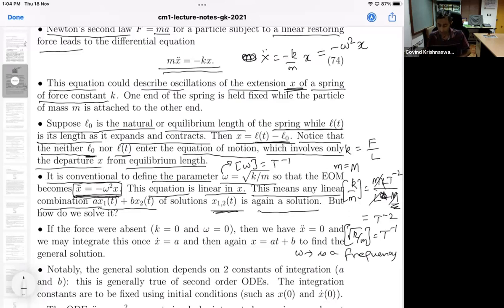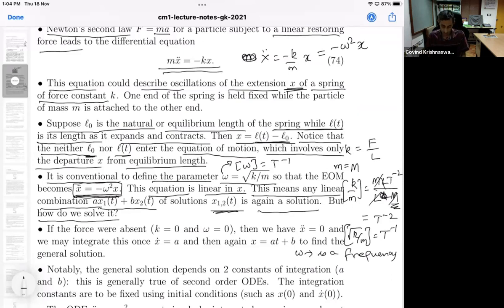Is that okay? So if Newton's equation is linear in this fashion, then you do have a superposition principle for solutions. Okay. Any question? Okay. So we have linear superposition of solutions, but how do you find solutions? Yeah, how do we solve it?